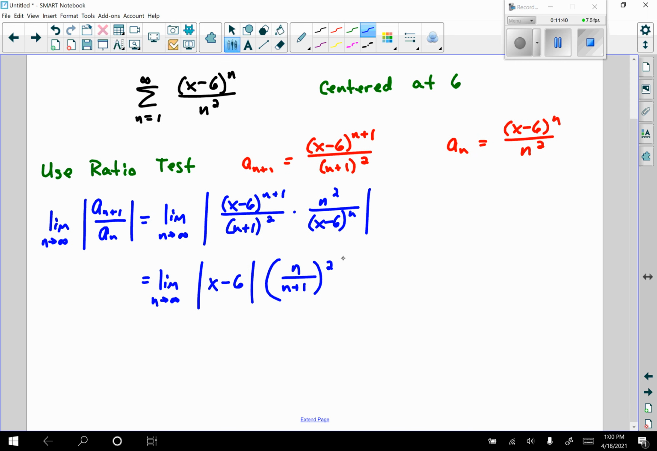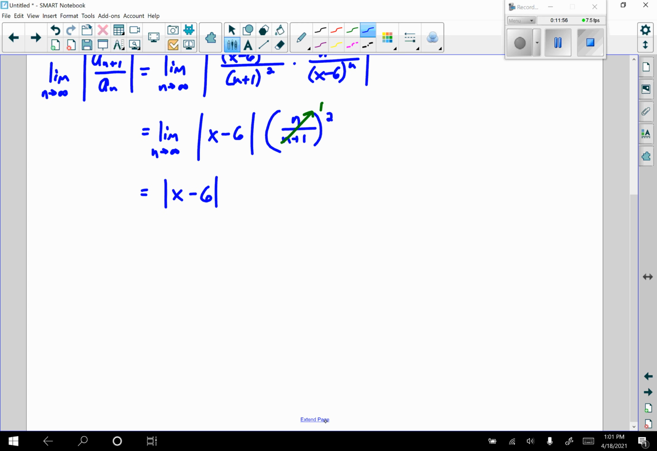And n squared over (n plus 1) squared, as n goes to infinity, this is just going to go to 1, because this will become 1 over (1 plus 1 over n) squared. So this will just go to 1. So we're just left with absolute value of x minus 6. So if we go back to the results with the ratio test, we would say this converges if the absolute value of x minus 6 is less than 1.